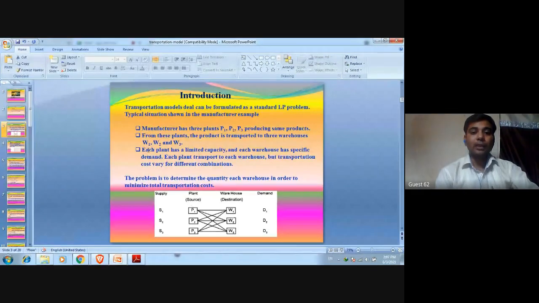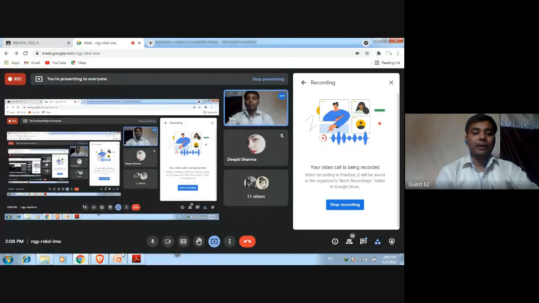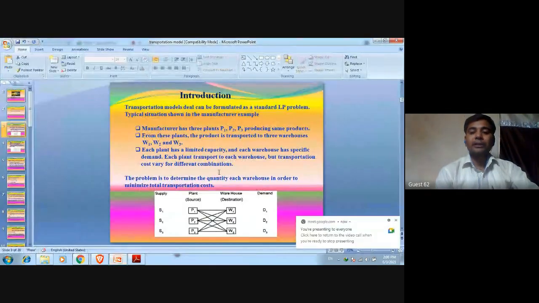But in each case, the manufacturer tries to minimize his transportation cost. Now, what is written here? Each plant has a limited capacity and each warehouse has specific demand. Means both are different. If the plant has some capacity, there is no need that the warehouse also requires the same according to the capacity of the plant. The warehouse requirement is different.